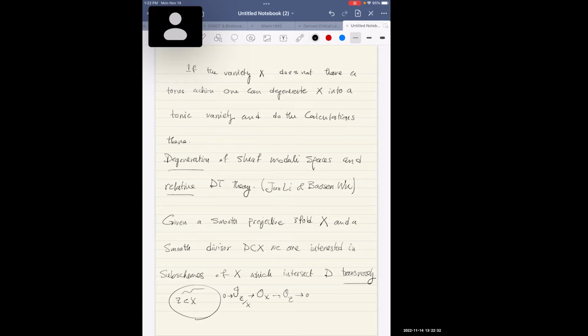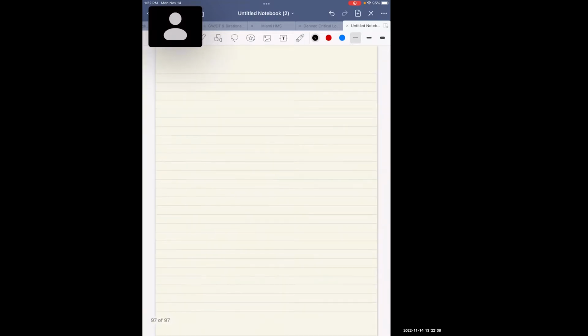Now, first of all, I need to tell you what a transverse intersection is. Of course, transverse intersection pictorially means transverse intersection, but in terms of sheaves, it means the following. It means that the map from I of Z in X, the ideal of Z in X, tensored with the structure sheaf of this divisor D, to the structure sheaf itself, is injective.